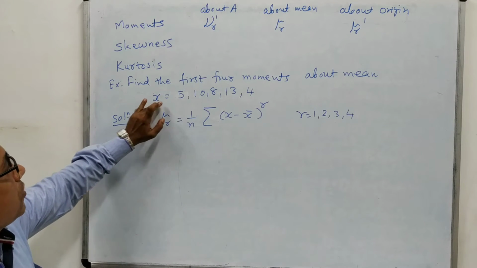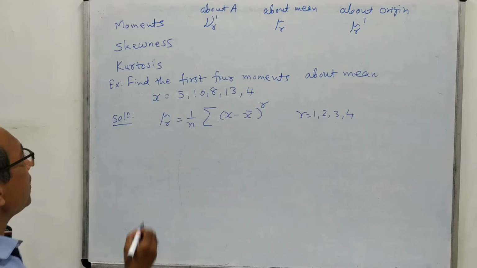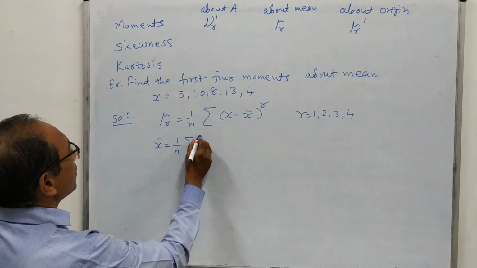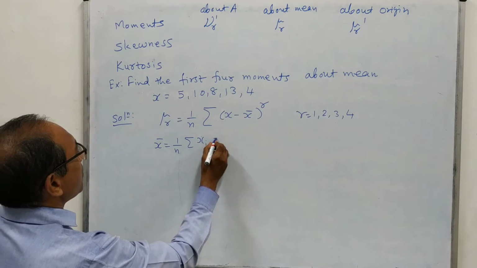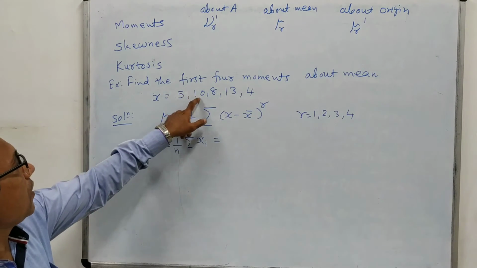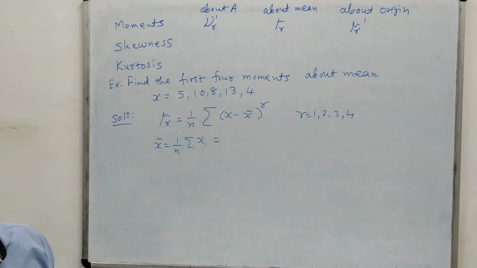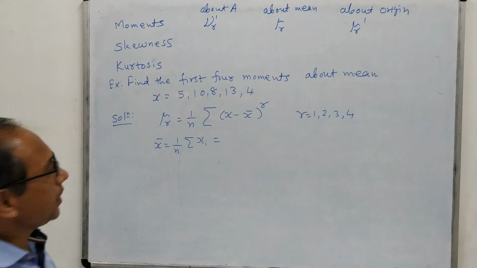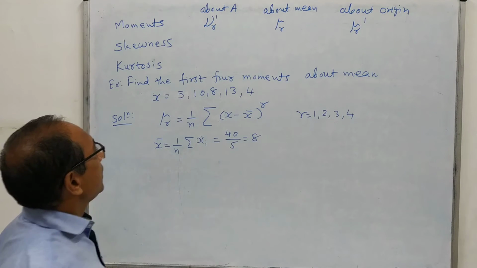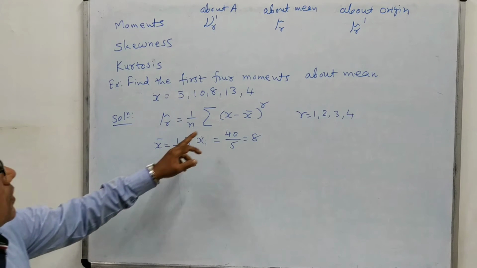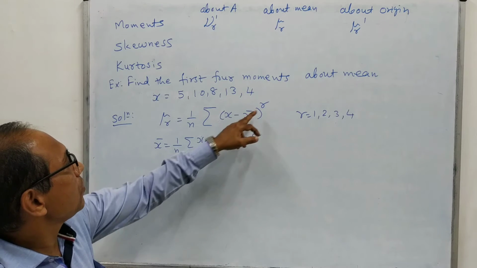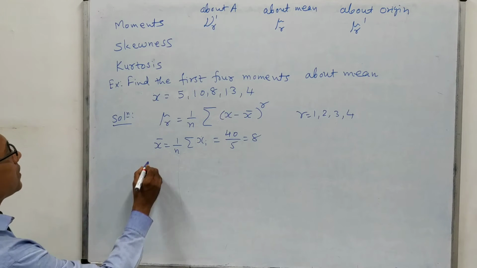Here we are given the values of x, and we need to find x bar. X bar is obtained by the formula sigma xi upon n, the total of all these numbers divided by n. N is the total number, 1, 2, 3, 4, 5, so 1 by 5. So x bar is 40 by 5 equal to 8. Then we need x minus x bar whole raised to 1, whole square, whole cube, whole raised to 4. So it is better to construct a table.